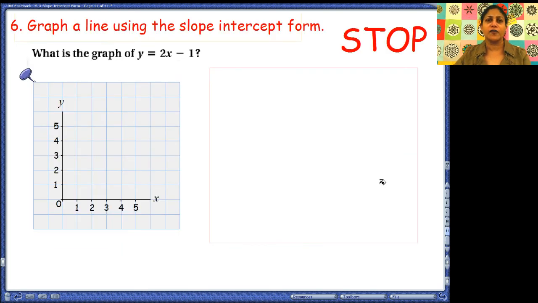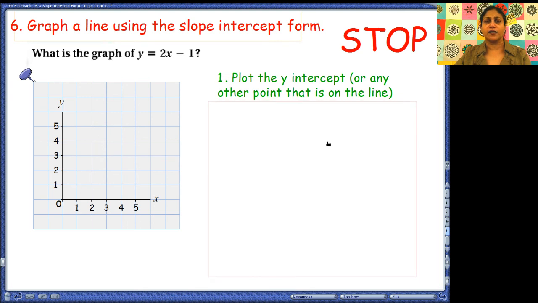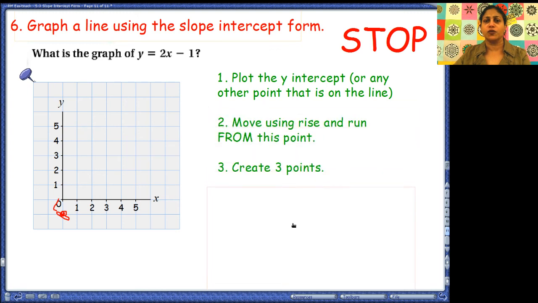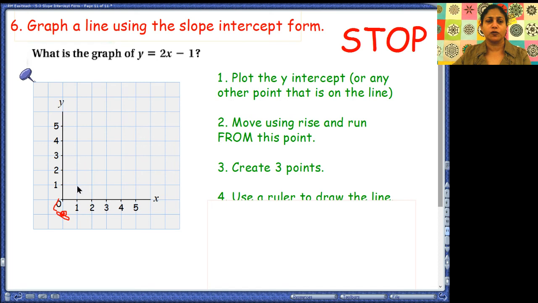And how do you graph a line using the slope-intercept form? In this case, plot the y-intercept, which is 0, negative 1. So it's somewhere here. And then the slope is 2 over 1. So I'm going to go up 2 over 1.